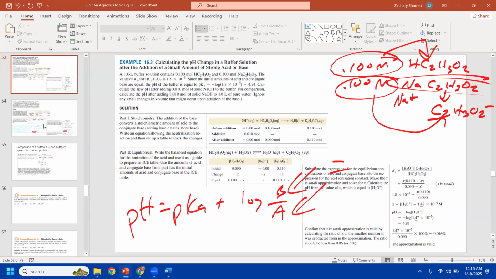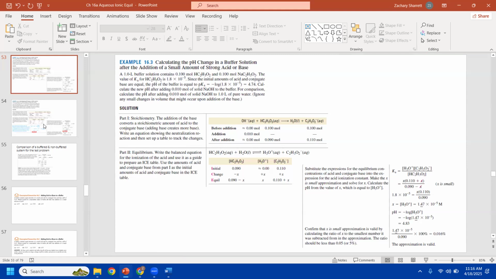1. What if you had 7 molar and 7 molar? What is that ratio? What if it's a billion molar and a billion molar? What if it's 0.01 and 0.01? Every time these two things are equal, the log of 1 equals 0. So the pH always equals the pKa when a buffer solution has equal amounts of both. Everybody understand that? That tells us the pH of the buffer at the beginning, so that's how they get that the pH is 4.74 to start.